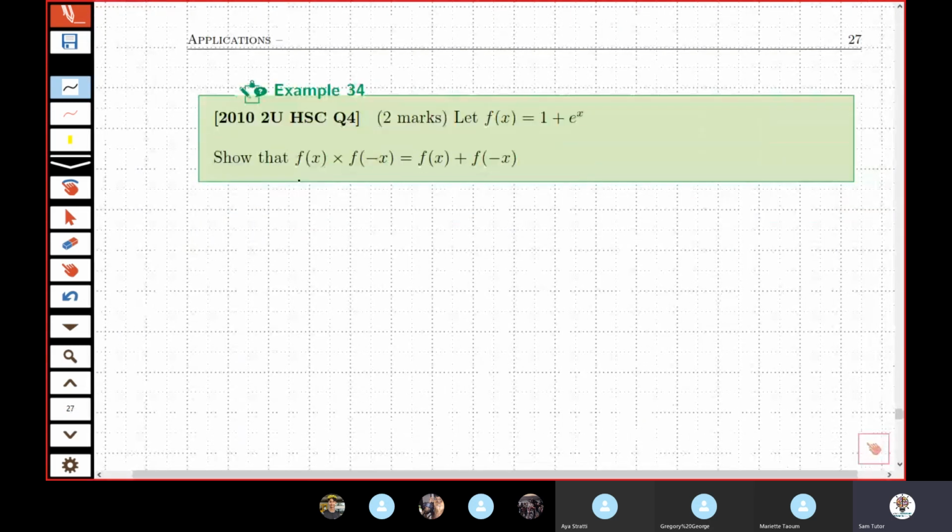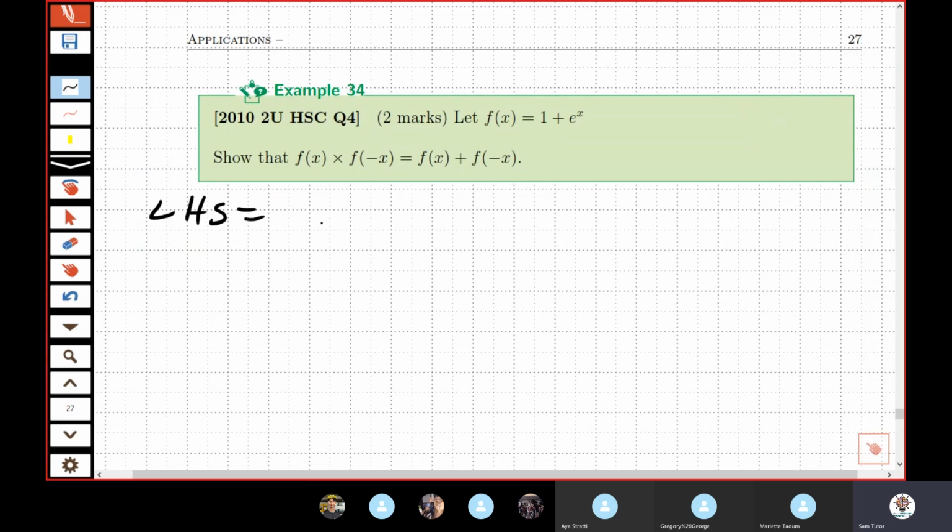2010, 2-unit HSC. Let f of x equal 1 plus e to the power of x. Show that f of x times f of negative x is f of x plus f of negative x. Left-hand side. What would you say? f of x times f of negative x. What's f of x? f of x is 1 plus e to the power of x, times f of negative x, 1 plus e to the power of negative x.